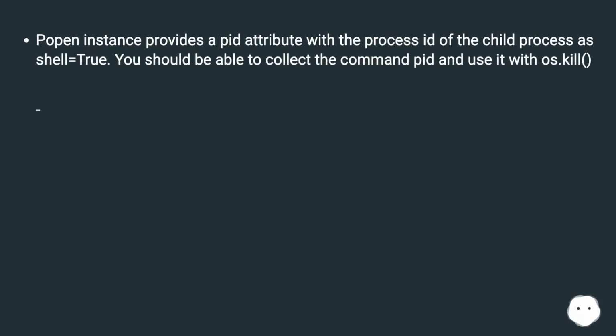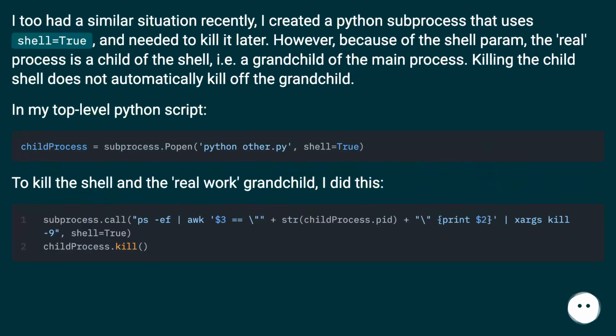The Popen instance provides a pid attribute with the process ID of the child process, which is the shell when shell equals true. You should be able to collect the command PID and use it with os.kill. I too had a similar situation recently. I created a Python subprocess that uses shell equals true and needed to kill it later. However, because of the shell param, the real process is a child of the shell, i.e. a grandchild of the main process. Killing the child shell does not automatically kill off the grandchild.